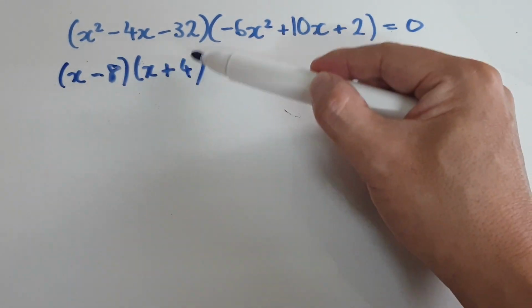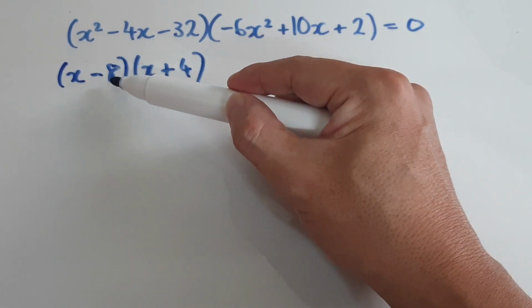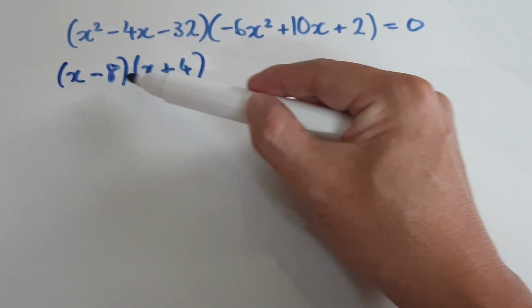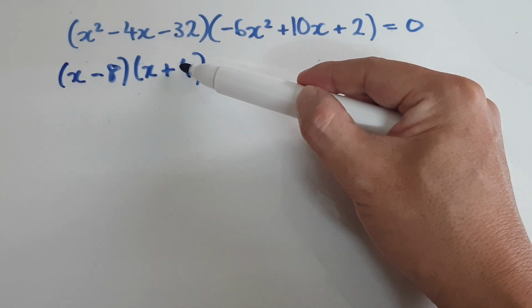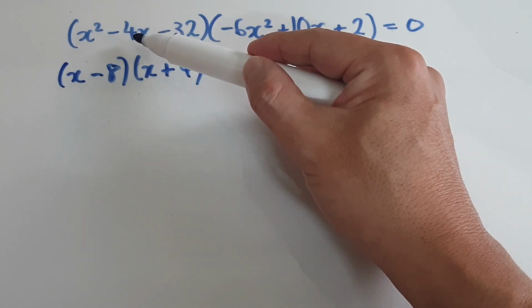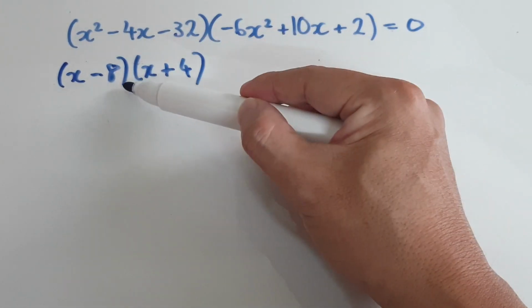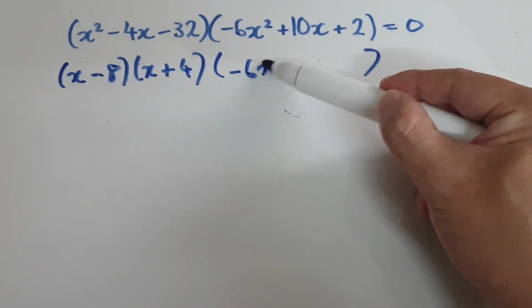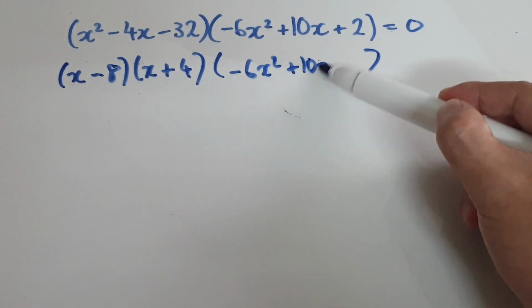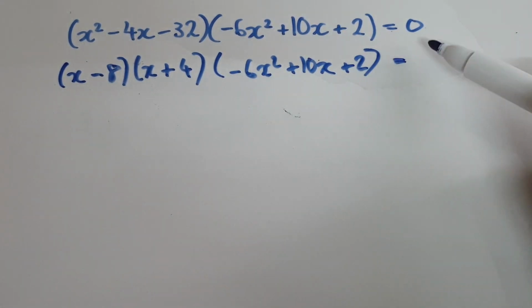You see, this times this will give you negative 32, and negative 8x and positive 4x will give you negative 4x. So this bubble can be broken up as this. Let's just leave this as it is. So, hang on, plus 10x plus 2 equals 0.